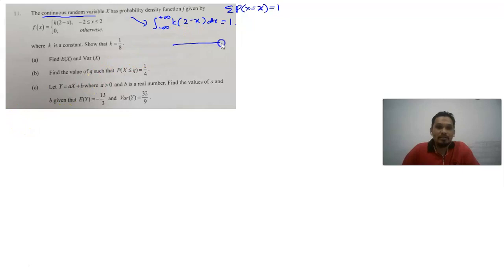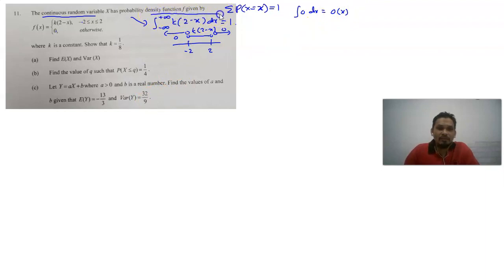Class, look at this domain. We have negative 2 until 2. From the domain negative 2 until 2, there's a function k(2 minus x). This function is valid from negative 2 until 2 and 0 otherwise, meaning that in the rest of the domain the function is 0. So the integral of 0 with respect to x is 0, and the integral of 1 dx is x. So 0 times x, whatever the value, is still 0.